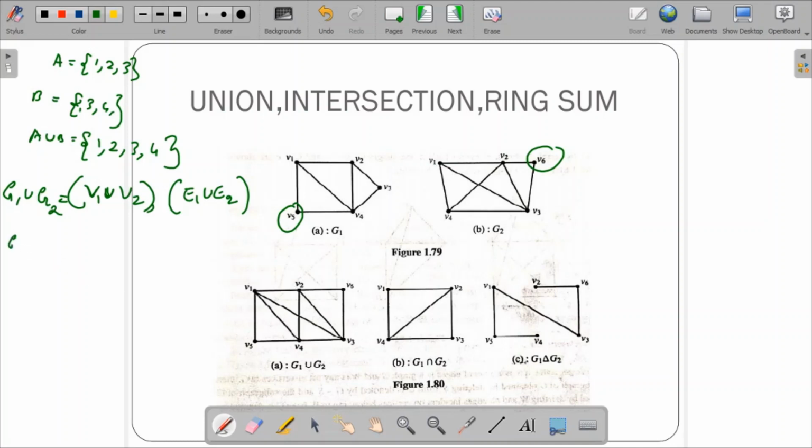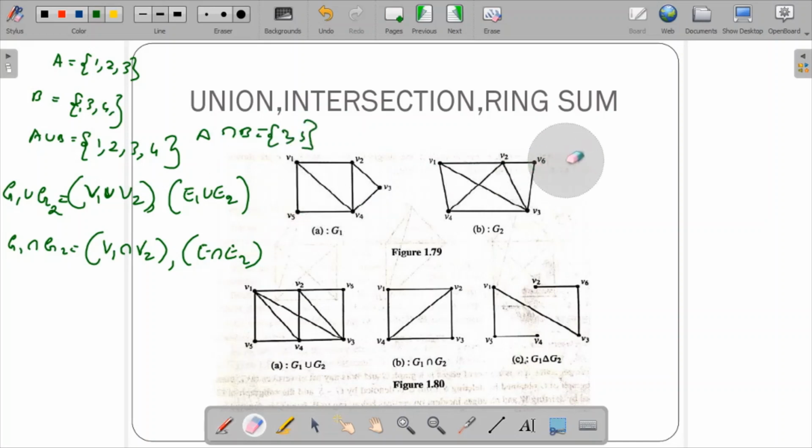Similarly, G1 intersection G2 would give me nothing but V1 intersection V2, E1 intersection E2. Now if you see in this set, A intersection B would give me just 2, 3. Similarly, both the graphs you will be comparing over here. So which are the common vertices? If you see, it is V1, V2, V4 and V3.